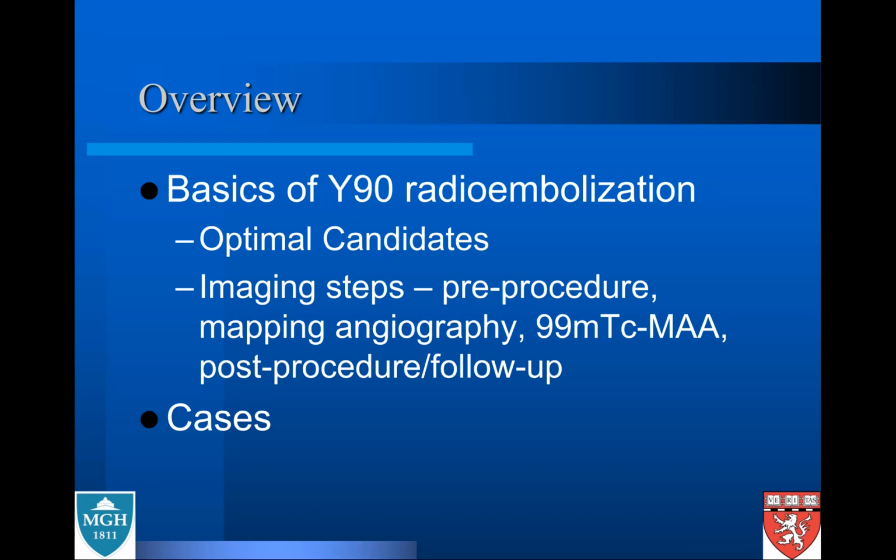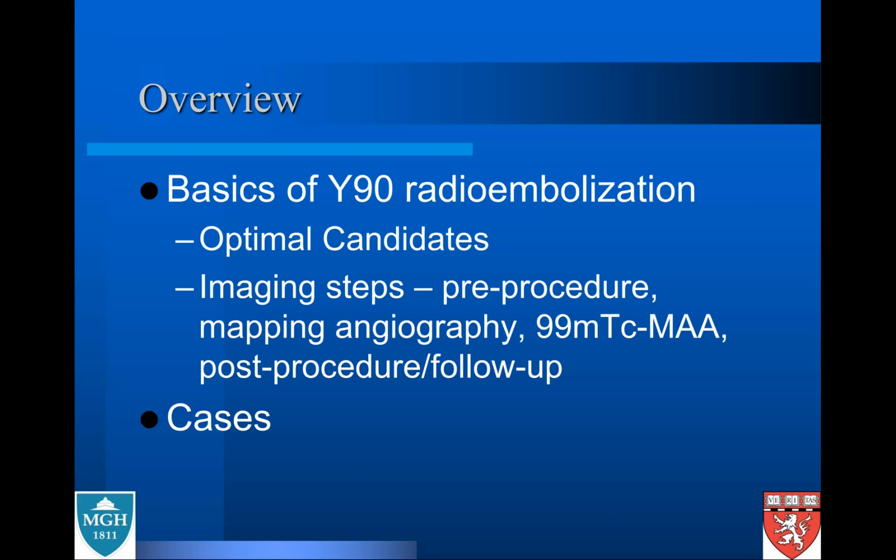And then we're going to talk about the steps that are involved in radioembolization, because there are multiple steps, and that starts in the pre-procedure area. Then when we actually see them in the angiography room, as far as mapping and some of the issues we deal with on the day of the mapping, including injecting technetium-99 MAA. Then there's the actual treatment, and then post-procedure follow-up, and then we'll end with some cases.